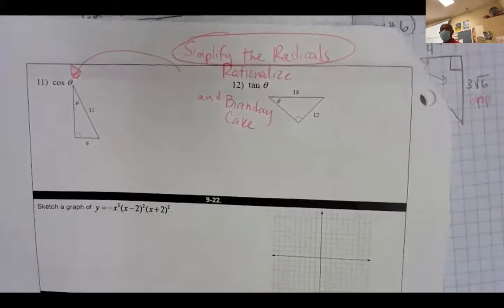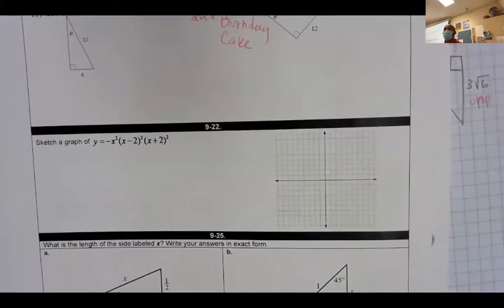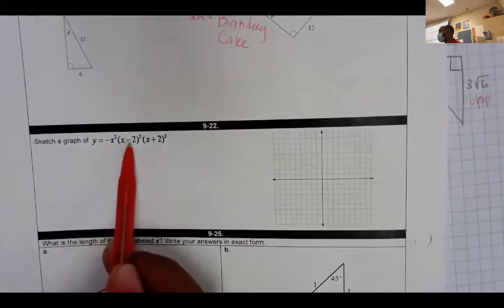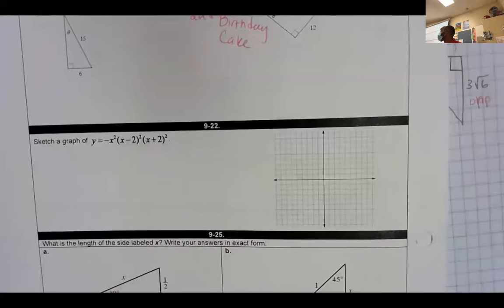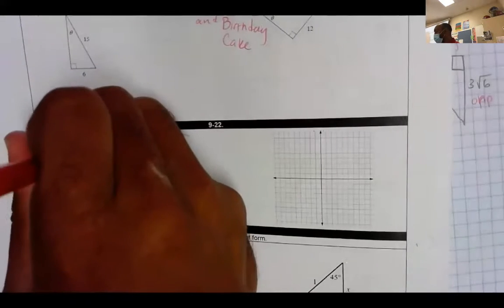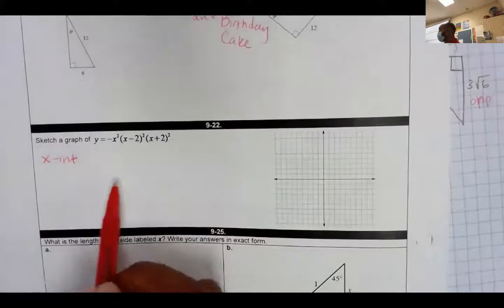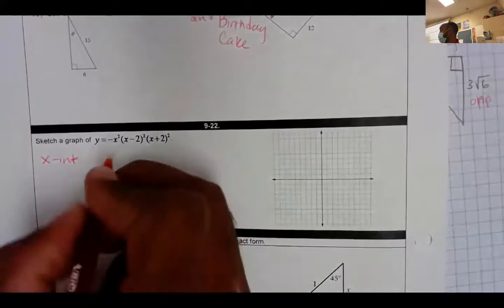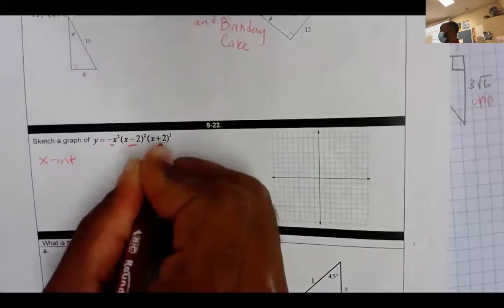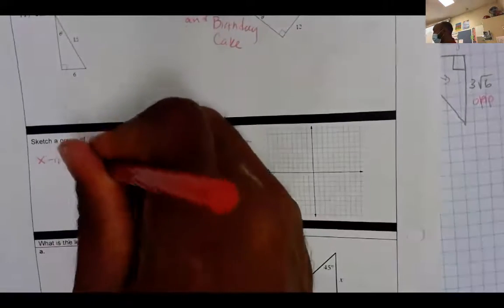All right, now this next one is kind of a review on polynomials. Notice what you have in all of these factors. What do we have? They're all squared. So what kind of roots are they if they all have squared? They're all double roots. How many x-intercepts are there? 3. 1, 2, 3. And they're all double roots.